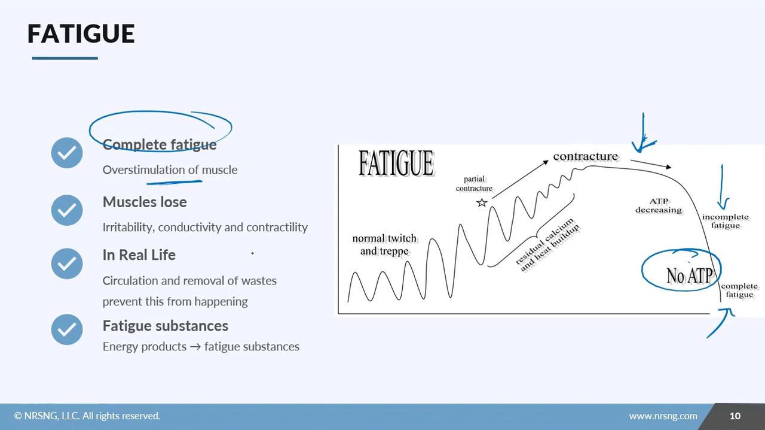There are a couple of things to think about though. So number one, in real life, there's constant circulation and removal of waste. So you have all these waste products that build up and these fatigue substances. What happens is the circulation comes in and removes the waste, and then it also brings in new ATP, and it also brings in new calcium, and it brings in new ways for these muscles to work.